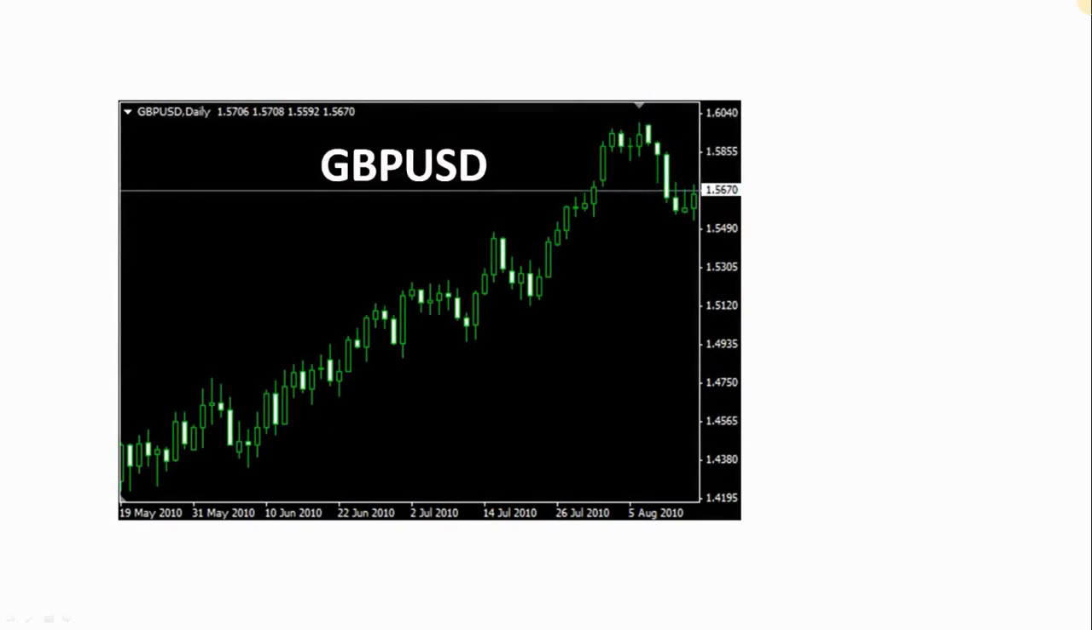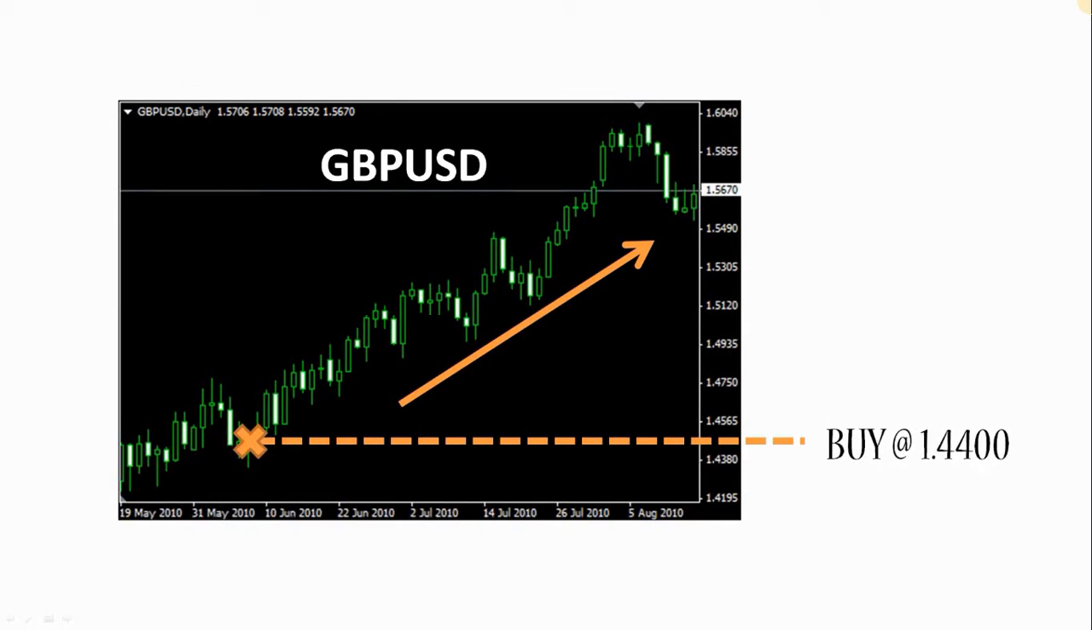Let's look at a British pound dollar example. And here we can see an upward trend. Let's assume that a bull trader bought at that point in time marked by the cross, and the transaction was conducted at a quoted price of 1.4400 for the British pound US dollar currency pair. As we recall from one of the previous tutorials, this means that at that point in time, every single British pound was worth $1 American dollar and 44 American cents.